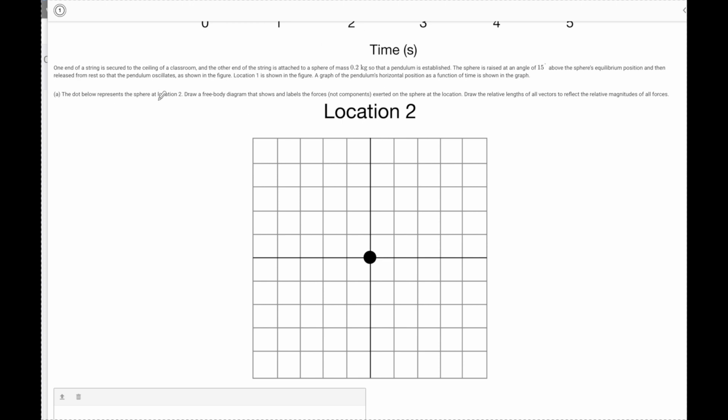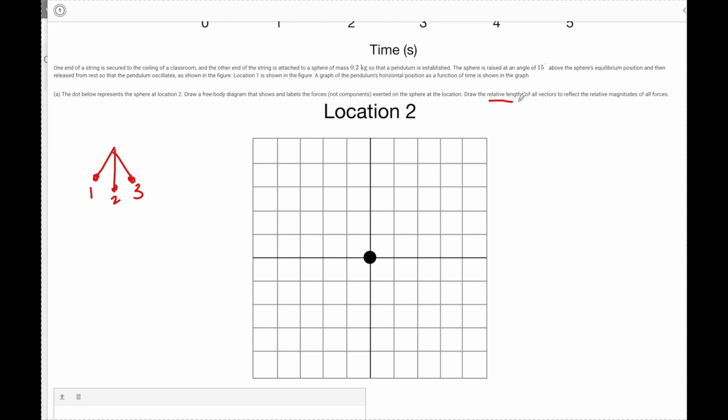The dot below represents the sphere at location 2. So location 2 is going to be right at the bottom. We had location 1, then location 2, and then location 3. That was given in the picture. They pretty much want to know what the forces acting are when it's at the lowest position here. They want you to draw a free body diagram with no components of force and the relative length of the vectors relative to the magnitudes of all forces.